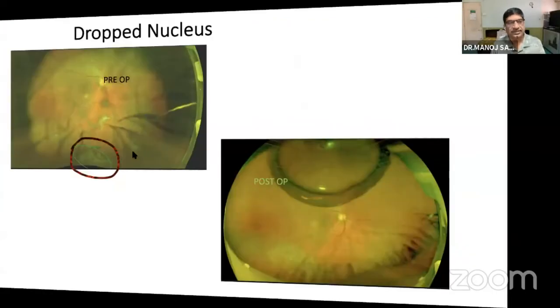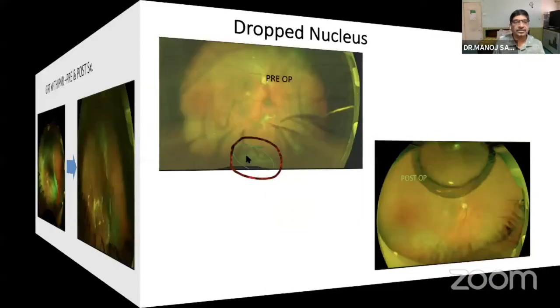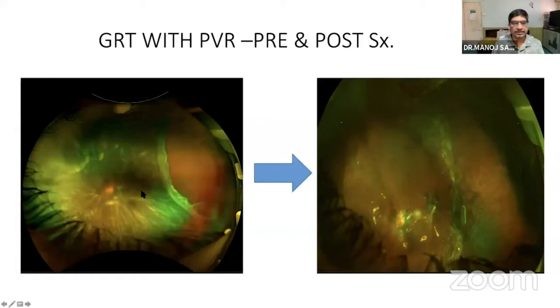This is another, just a second. This was a drop nucleus case. After surgery, you can do the counseling of the patient as well as the referral doctor. This was a huge giant retinal tear with PVR case. After surgery, you know this is the result, and otherwise, if you don't have the picture, you do not remember what was the beginning point.